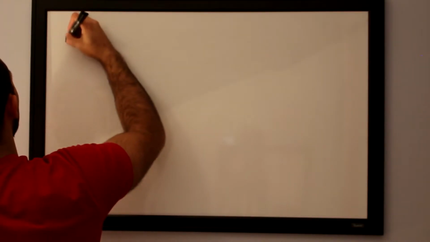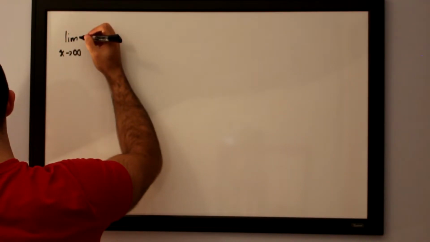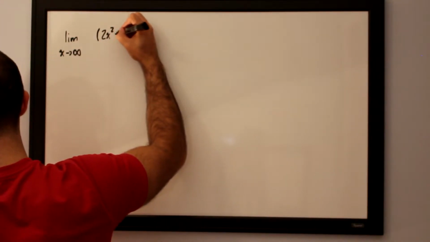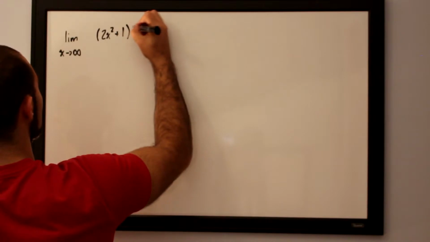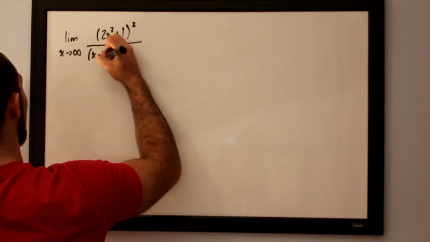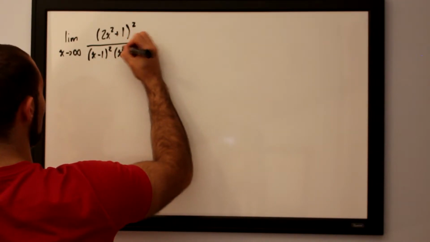Say we wanted to evaluate the limit as x approached infinity for 2x squared plus 1 squared over x minus 1 squared times x squared plus x.